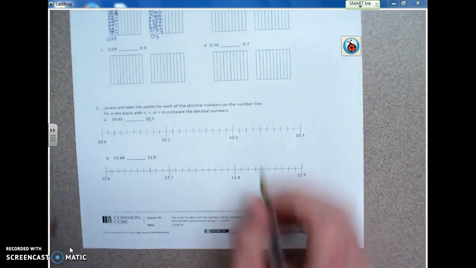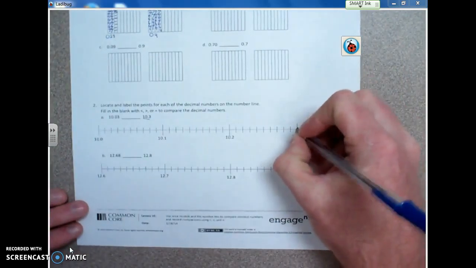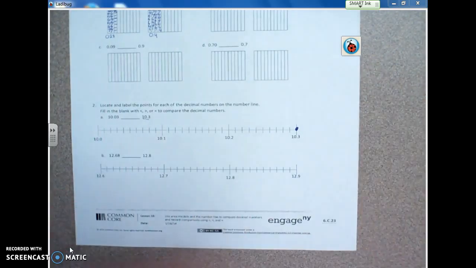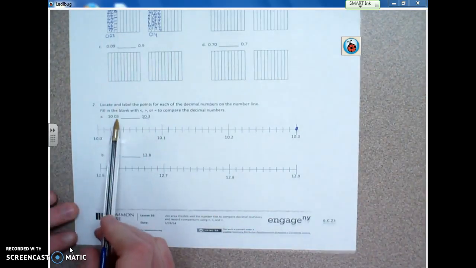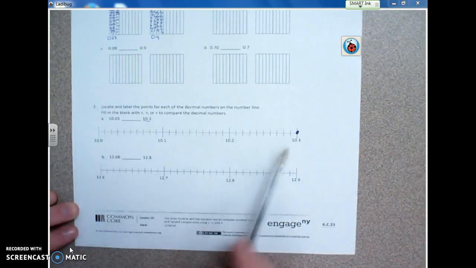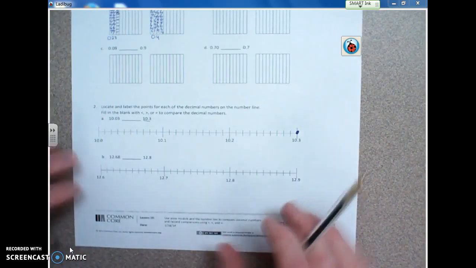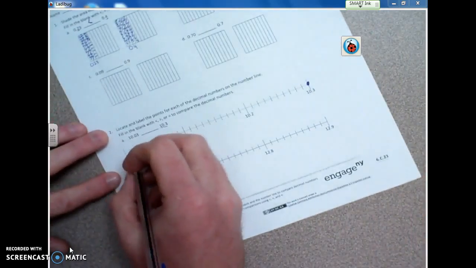I see right off the bat 10 and 3 tenths is already on my number line. So I'm just going to put that right there. That's my 10 and 3 tenths. 10 and 3 hundredths now, that's not on my number line. I don't have that on my number line. So I'm going to go through and I'm going to label my number line with my hundredths. So this is 10 wholes.